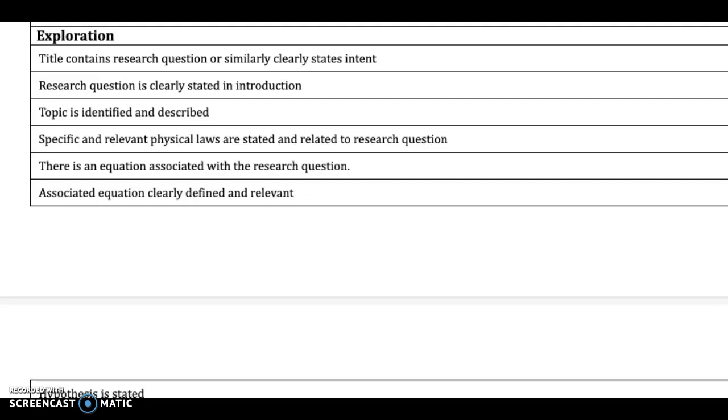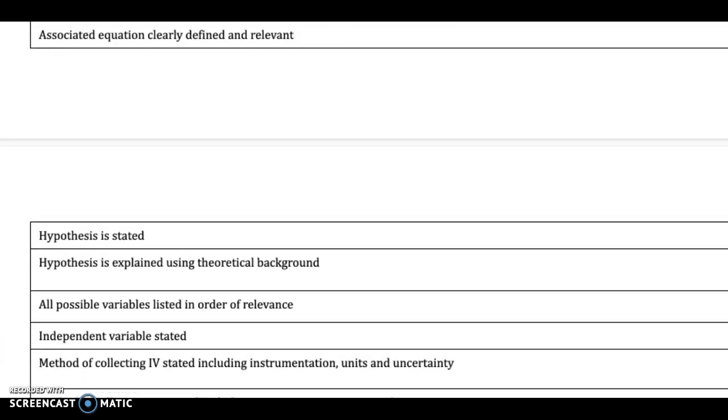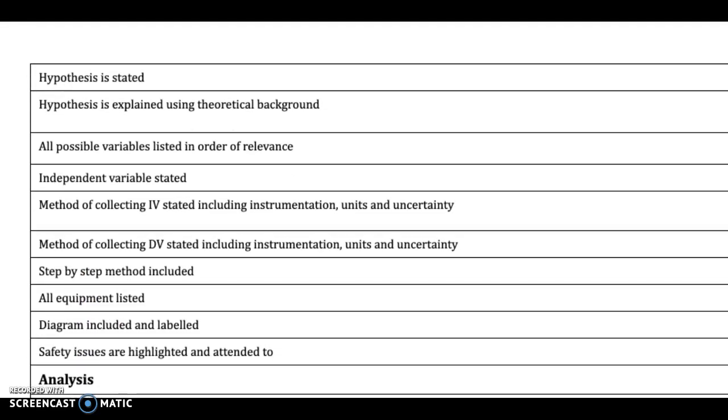I try and address all of these issues in my checklist, which I will attach to the classroom assignment. That your title contains a research question, that your research question is stated in the introduction, that you identify your topic and describe it, that you have specific and relevant physical laws related to the research question, that there is an equation associated with the research question, that your associated equation is clearly defined and relevant, etc., etc. I will attach this checklist, but basically all of these have to be included if you want to get a 6.